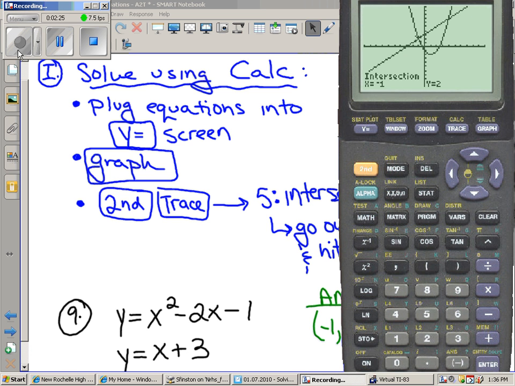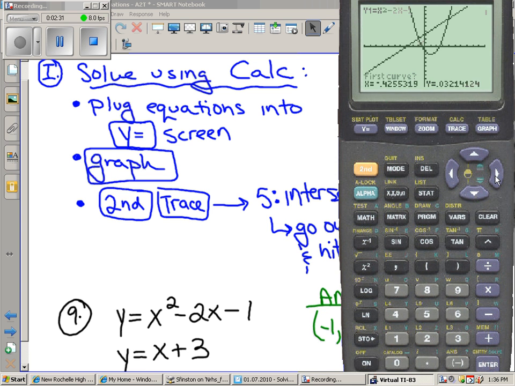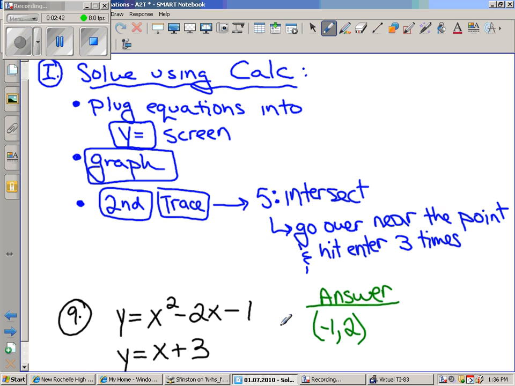Let's go find the other point. You have to do it all over again. Second trace. You got to go down to intersect, and then you have to move the cursor all the way over to the other side. And then hit enter 3 times. And so 4, 7. That's the other answer.